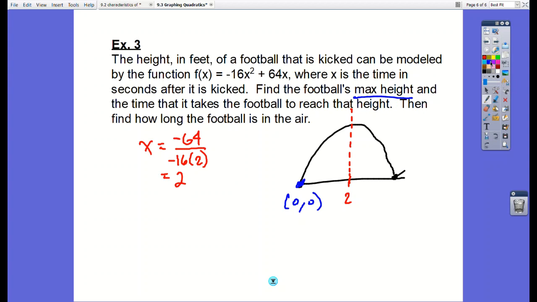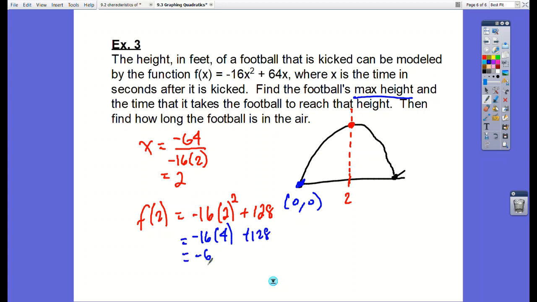Okay? So then, how can we find how high this is at that moment? Plug it into the equation. Okay, so then we have f of 2, or y equals negative 16 times 2 squared plus 128. All right, so negative 16 times 4 plus 128, which is also negative 64 plus 128. So 64. So this is the point 2, 64. So we have two of these answers. So the max height is going to be 64 feet. And then the time it took to get there is 2 seconds.